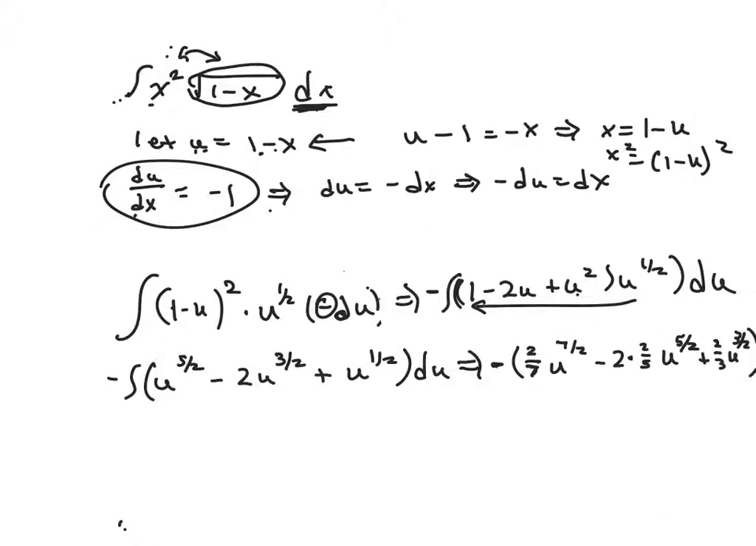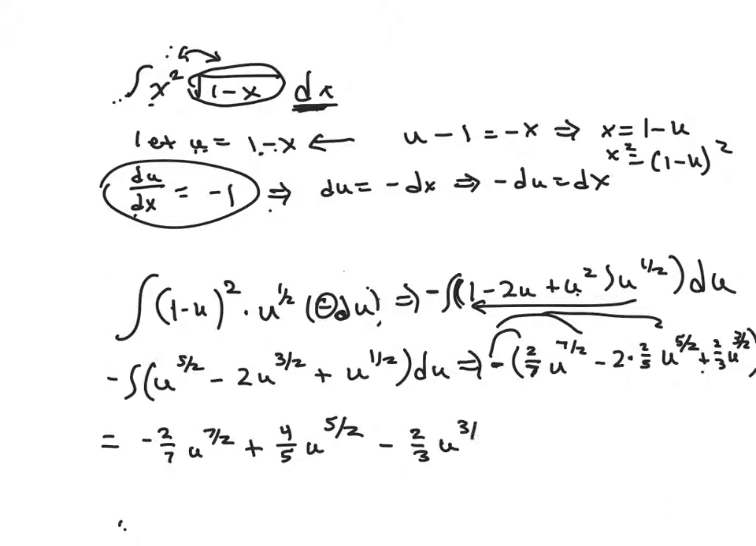And now that I have the antiderivative, I can drop the du. Now I just need to simplify this a little bit. And I also need to distribute this negative sign everywhere. Can't forget that. So I end up with the antiderivative of this being -2/7 u to the 7/2 plus 2 times 2 is 4. So 4/5 u to the 5/2 minus 2/3 u to the 3/2.